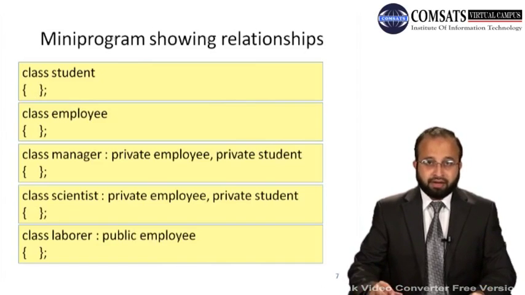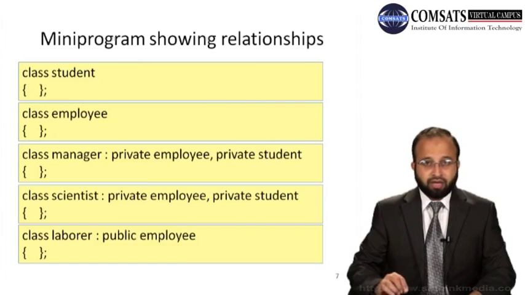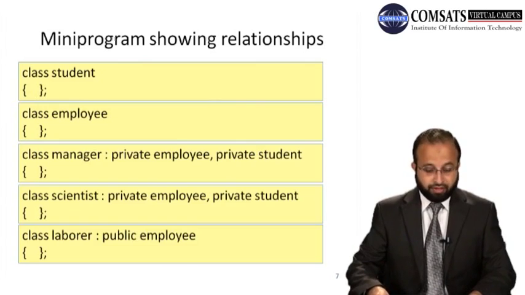In the other case we are not doing that because in the scientist and manager classes we already provide get data and put data functions, right? So the objects of those classes need to call those functions, not the functions of the base class. But we haven't provided any function in the laborer class, so we want the object of the laborer class to be able to call the public member functions of its base class, right?